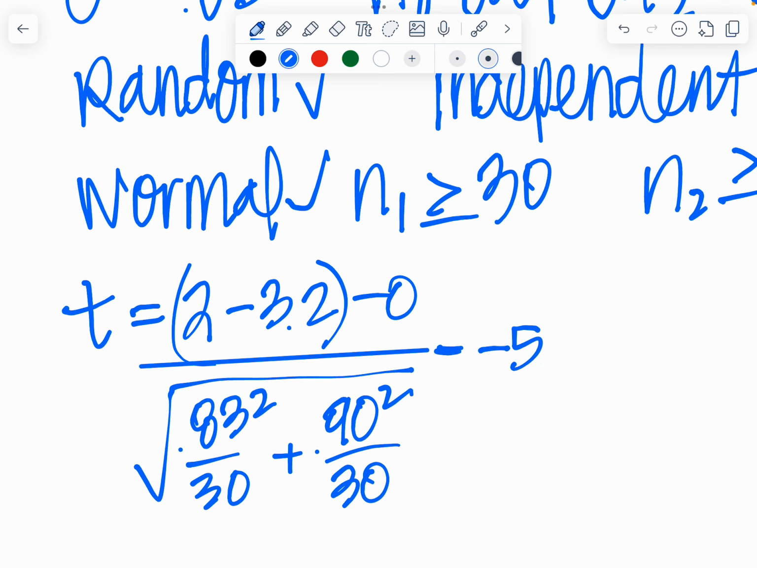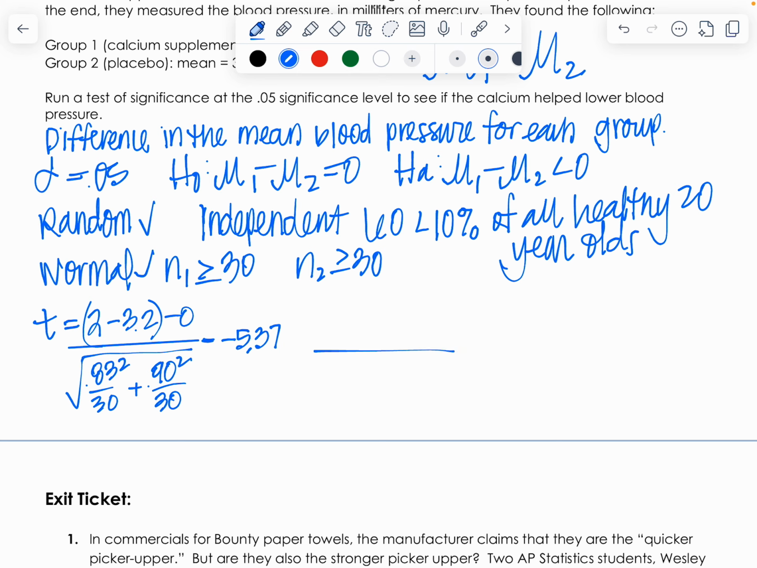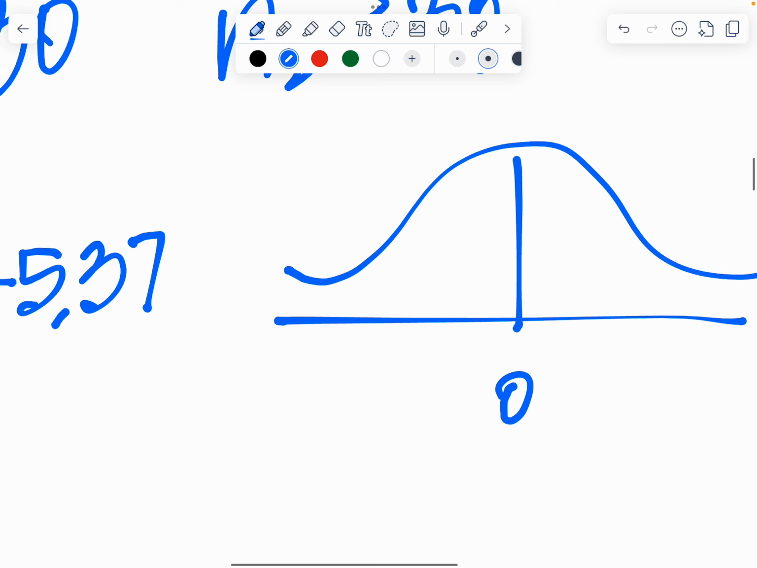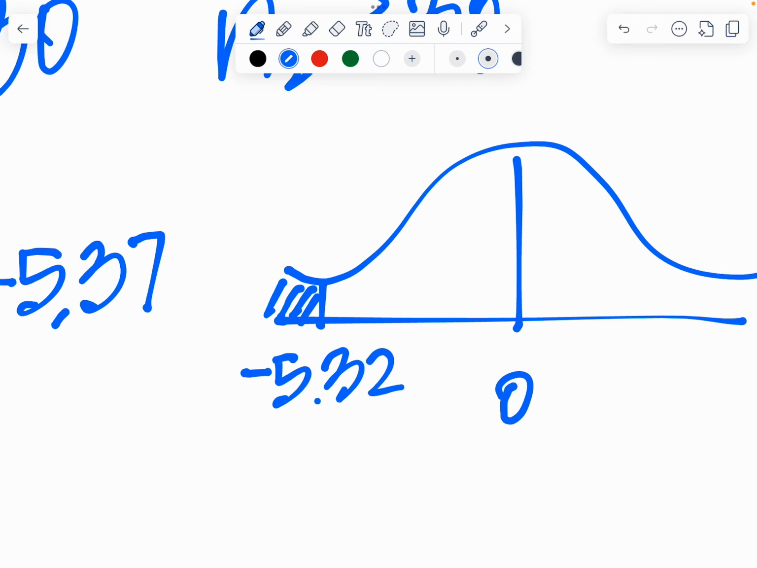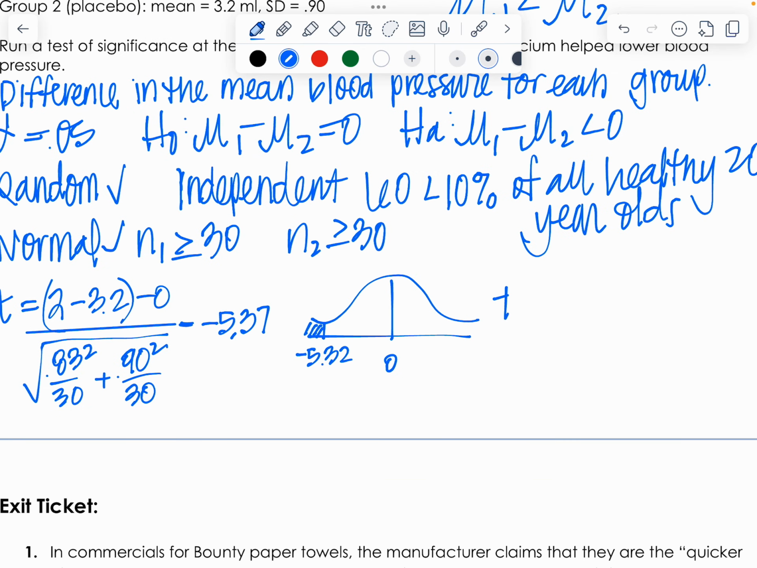I got negative 5.37. On our curve, that'll be way, way down here. Our alternate hypothesis said that the difference was negative, so we shade to the left. So this will be tcdf, where we go from negative 1,000 to negative 5.37 with 59 degrees of freedom.